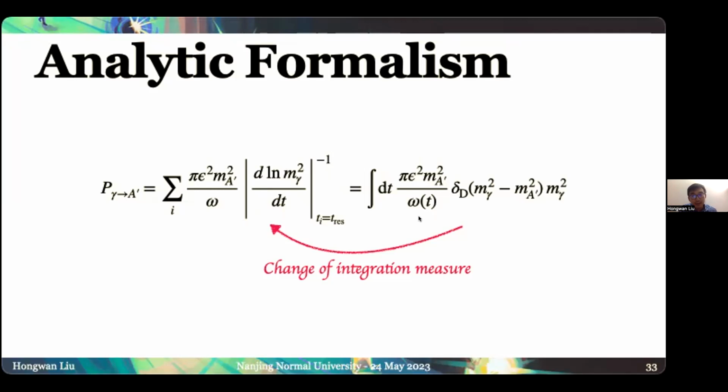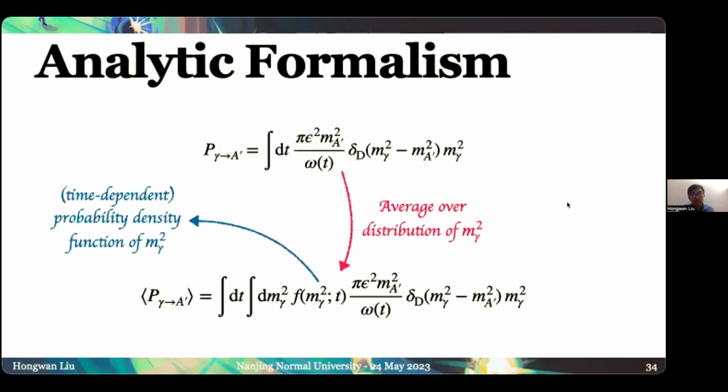And if you think about it, you can easily write this sum over all of the different resonant conversions as an integral over a delta function, where the delta function enforces the resonant condition where m_gamma squared must be equal to m_A' squared. And then, of course, the contribution to the probability again scales as epsilon squared times m_A' squared over omega.